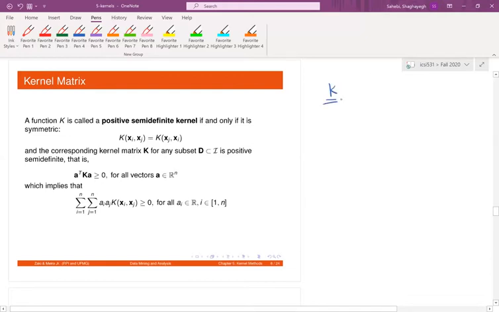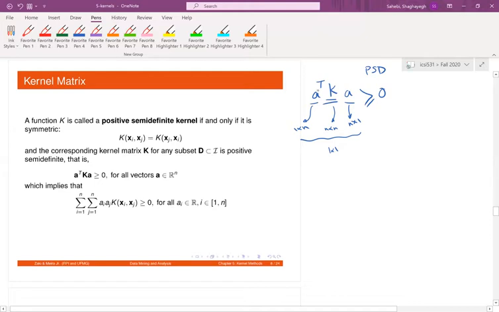K is positive semi-definite if and only if for any vector a, we can write a transpose K a and get a number that is either positive or zero, so a non-negative number. So K is an n by n matrix, and a is an n by 1 vector. So this is n by 1, this is 1 by n. We are going to get a scalar, a 1 by 1 number basically, that is going to be non-negative.